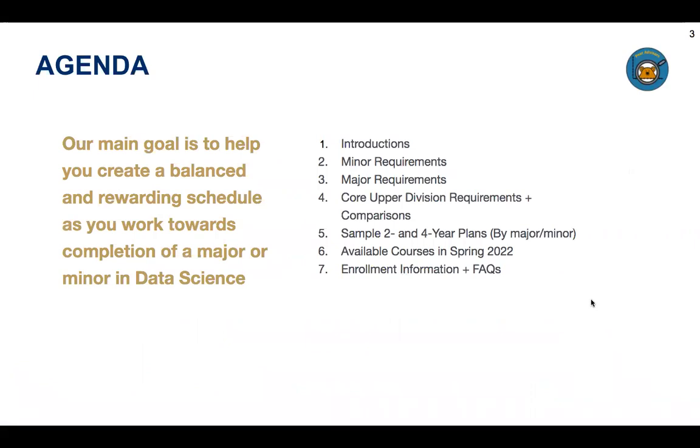So our agenda for today is to help create a balanced and rewarding schedule as you work towards the completion of a major or minor in data science. So we're going to start with introductions, and then minor requirements, major requirements, core upper division requirements and comparisons, and sample 2-year and 4-year plans by major and minor, available courses in spring 2022, and then we'll have enrollment information and questions, and then the Q&A session.